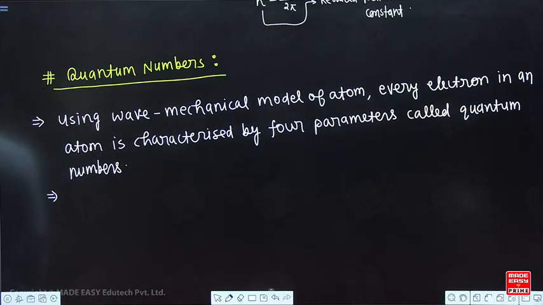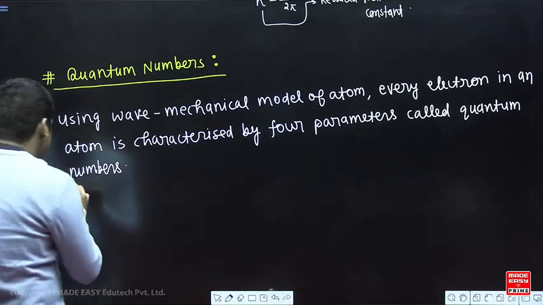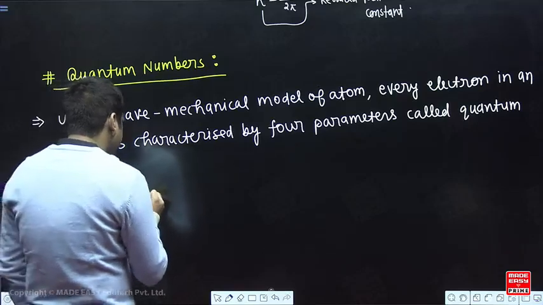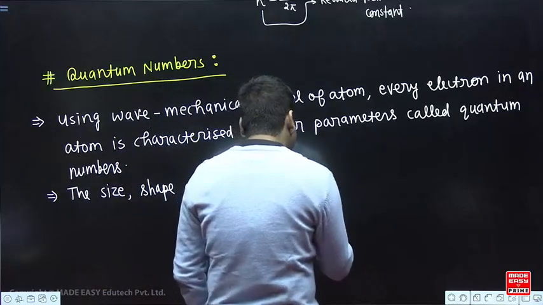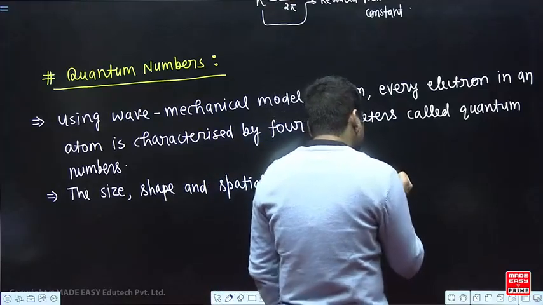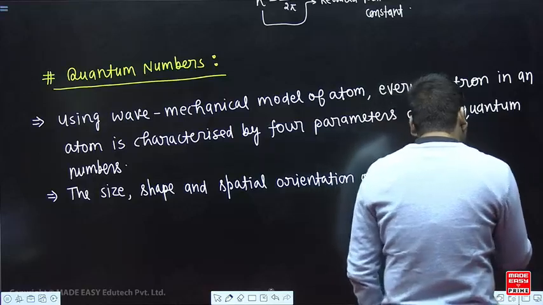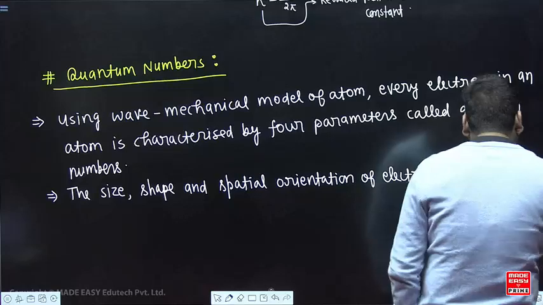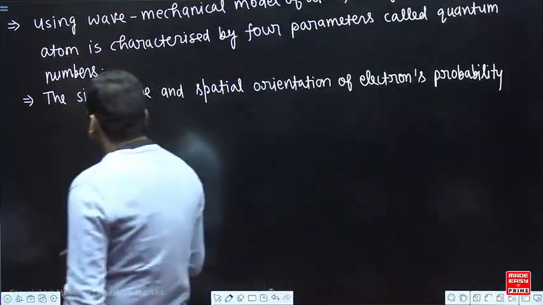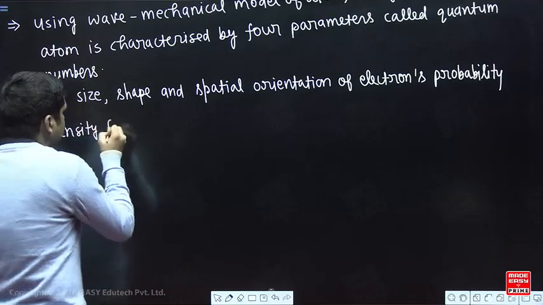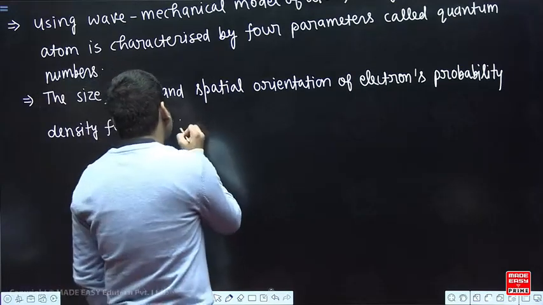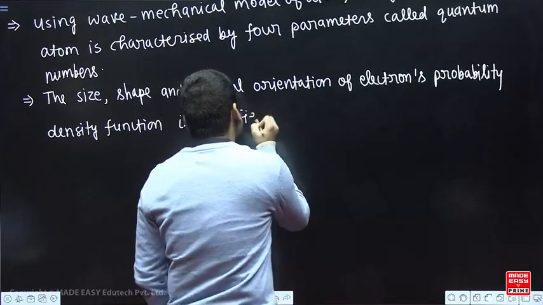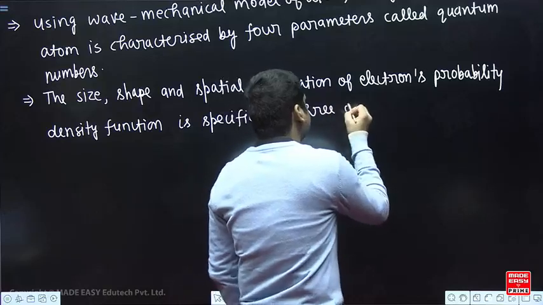The size, shape and spatial orientation of the electron's probability density function is specified by three of these quantum numbers.